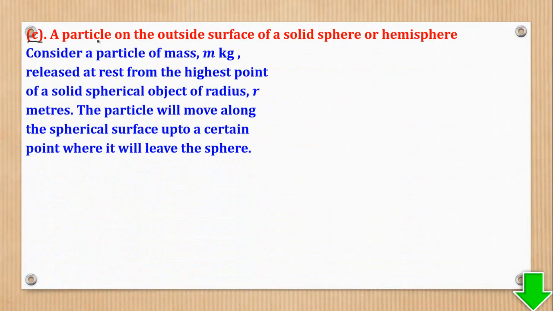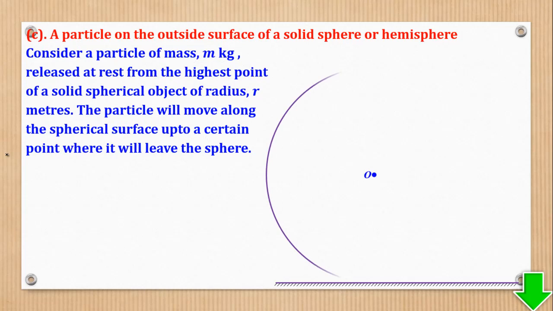So now we shall go to the case of a particle on the outside surface of a solid sphere or hemisphere. So consider a particle of mass m released at rest from the highest point of a solid spherical object of radius r meters. The particle will move along the spherical surface up to a certain point where it will leave the surface. So let's try to illustrate that.